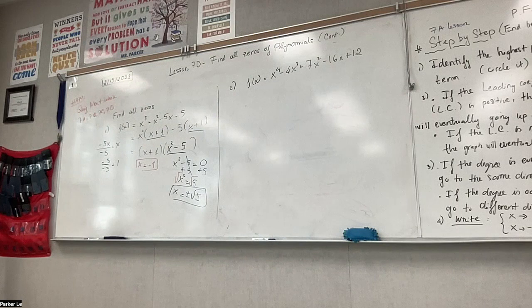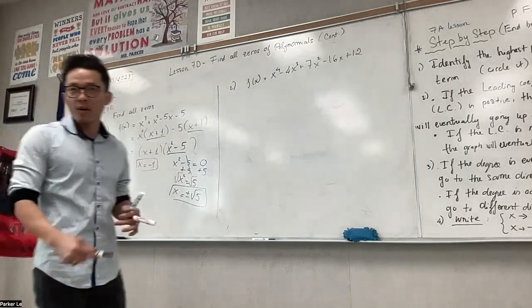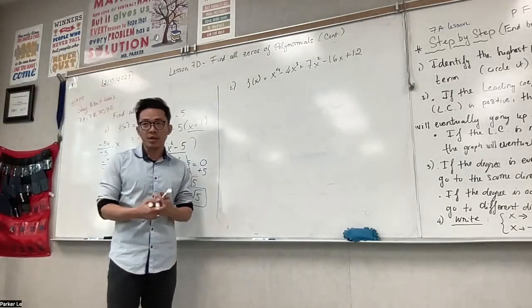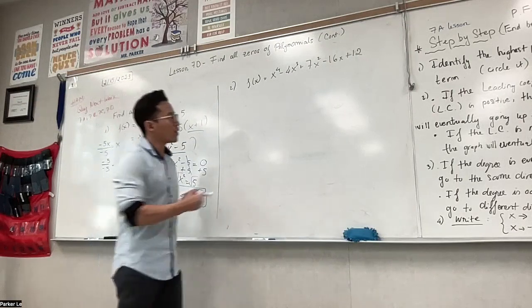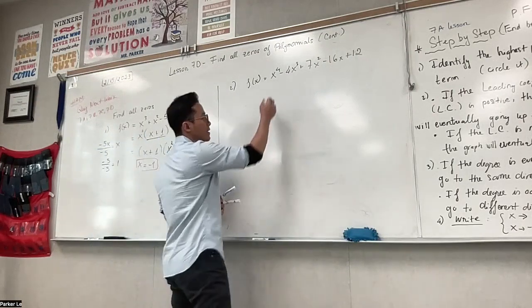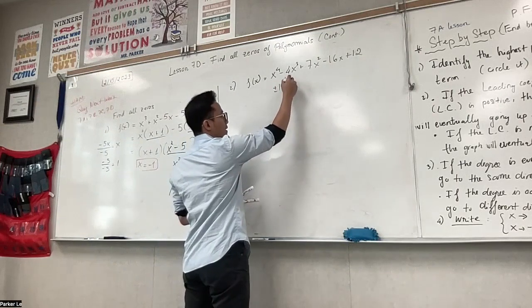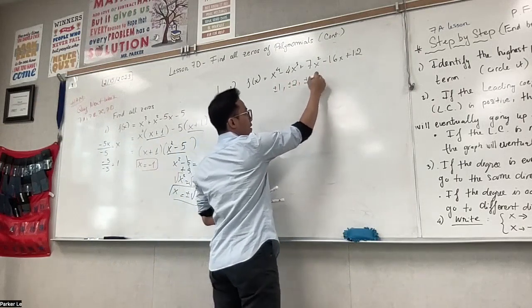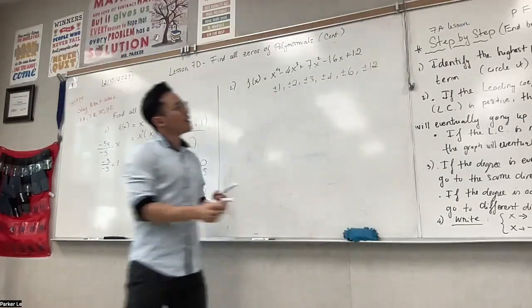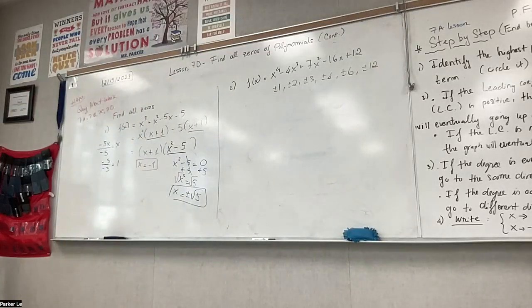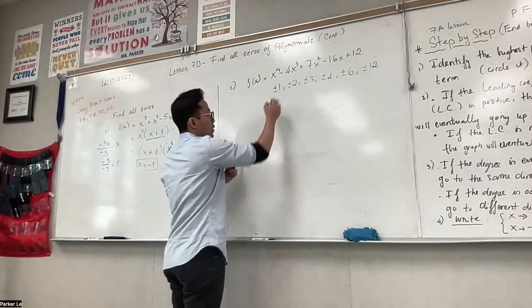How many terms? 5. Yes, more than 4, so this is going to be the rational root theorem. What is the constant? 12. Okay, what are the factors of 12? 2, 3, 4, 6, 12. Good. What are the factors of the leading coefficient? Just one. The leading coefficient is 1, so only 1.